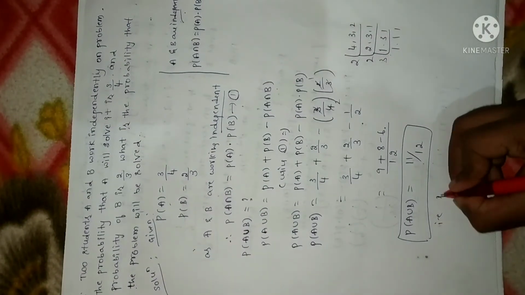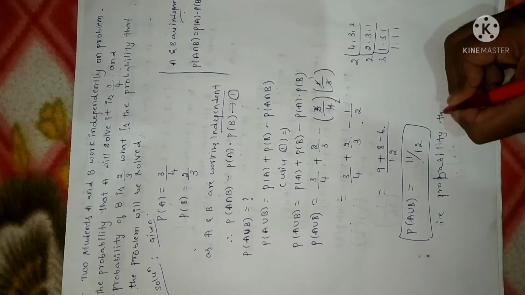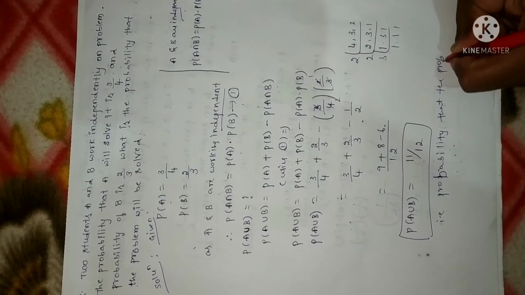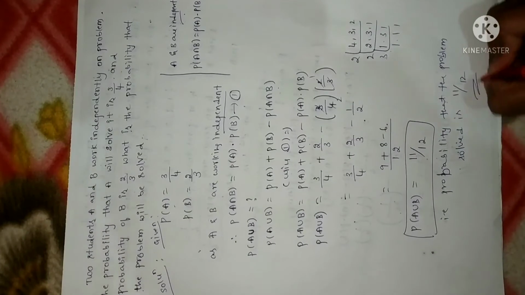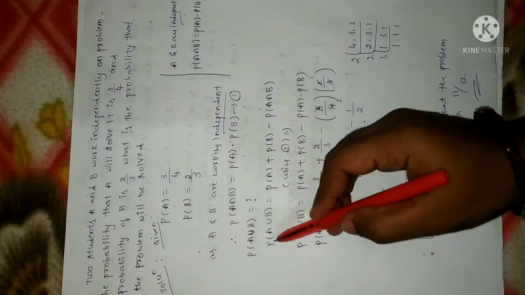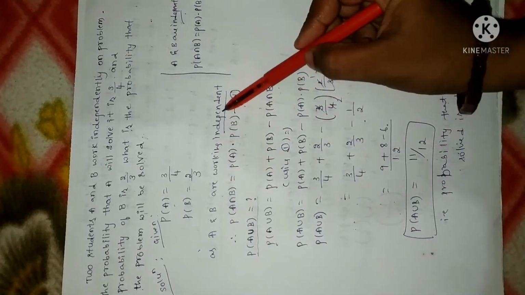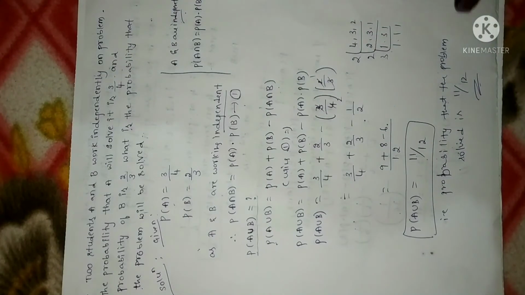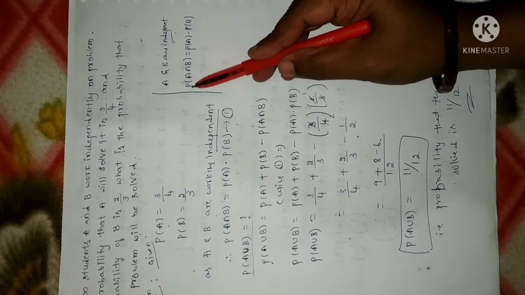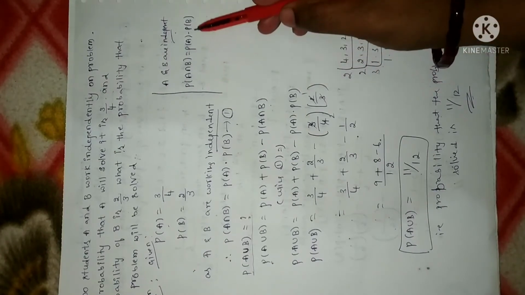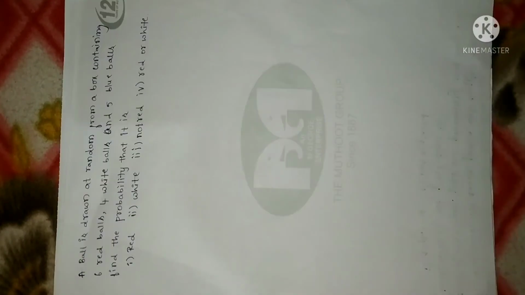That is, the probability that the problem is solved is 11 by 12. Clear? So here the key point is we need to identify what we have to find and you have to make use of the fact that they are independent. So I am using the independent property of probability. That is, whenever two events A and B are independent, we can write probability of A intersection B as probability of A into probability of B. Clear? You just copy down this problem.